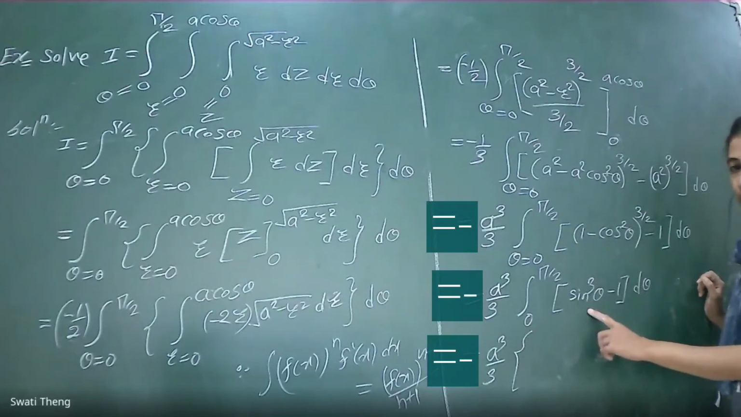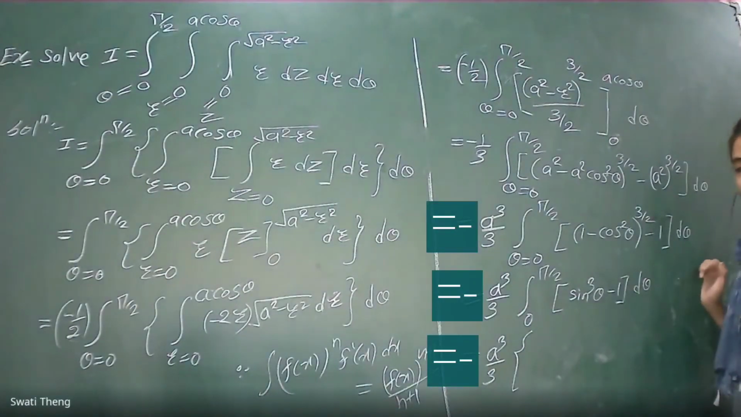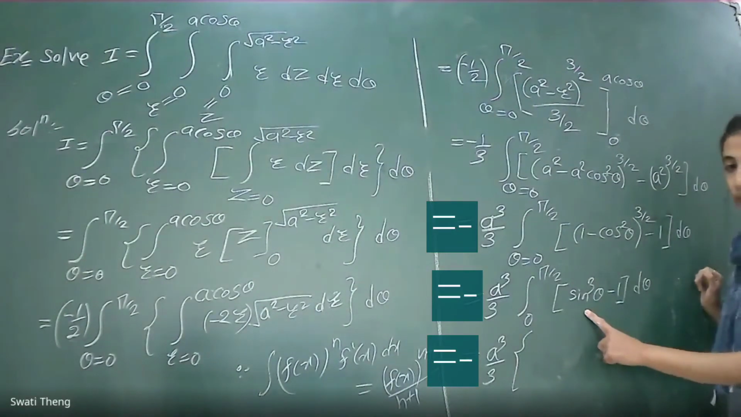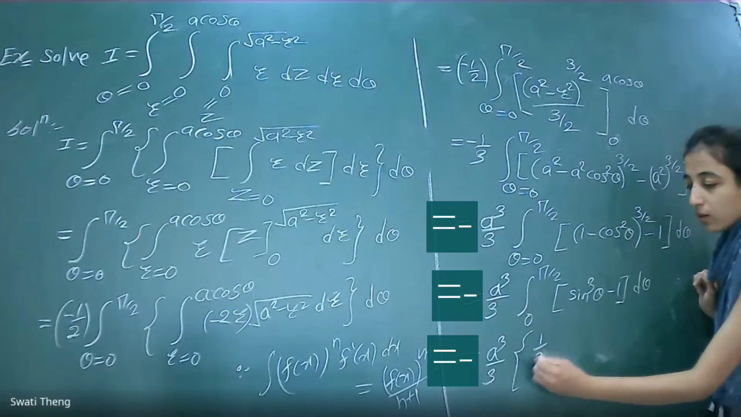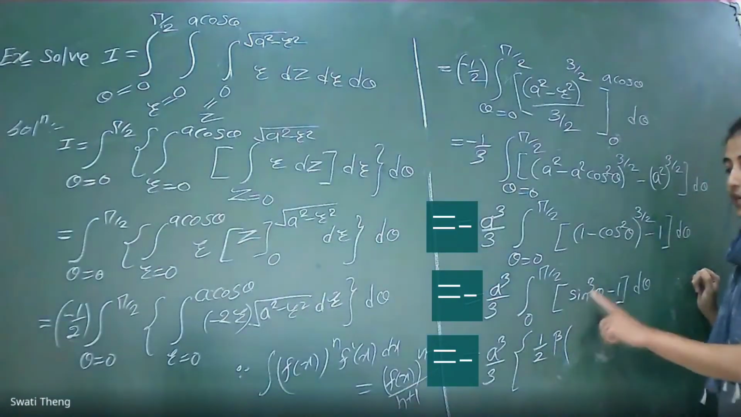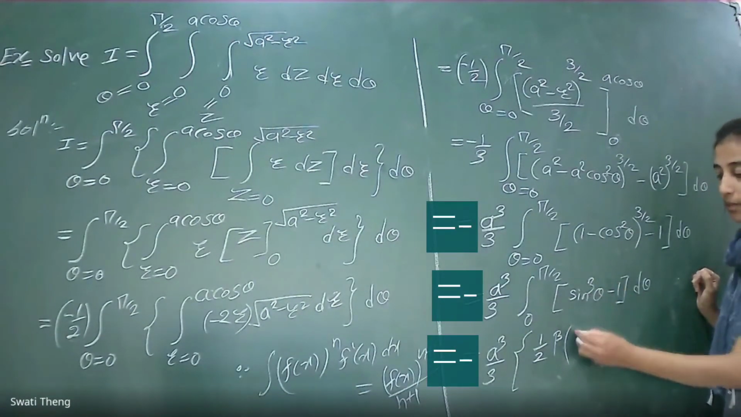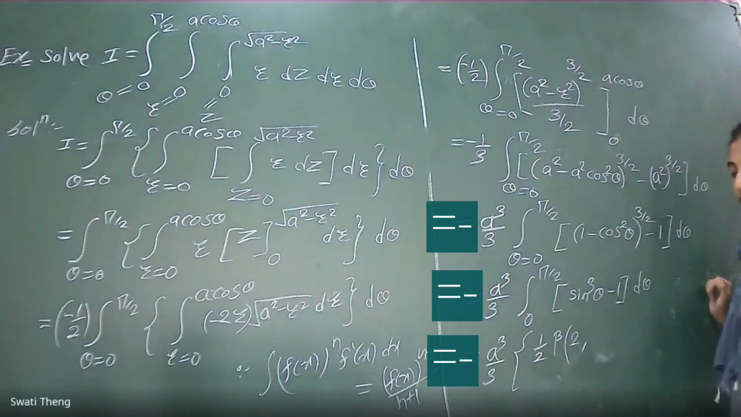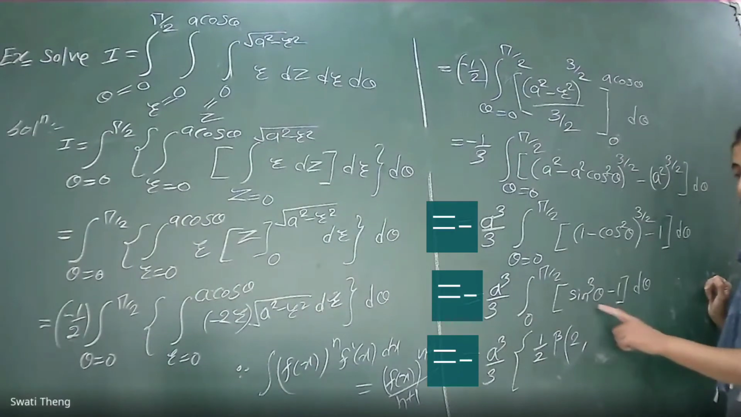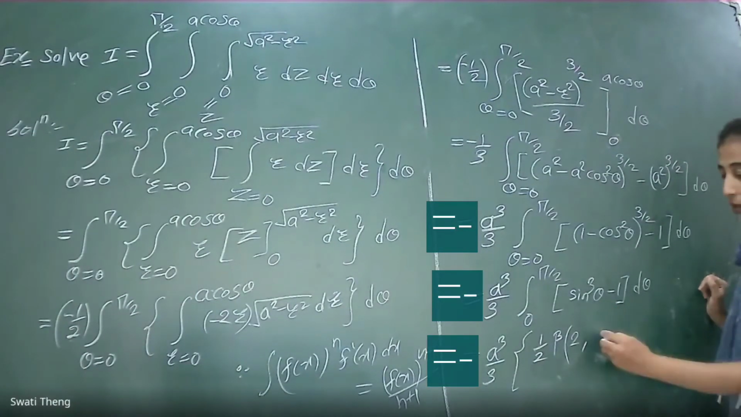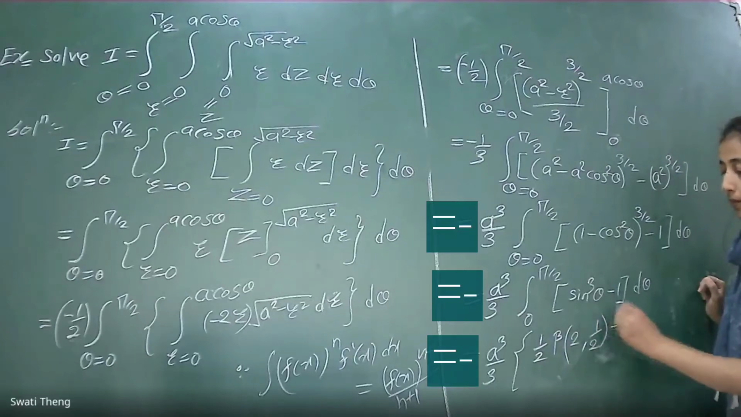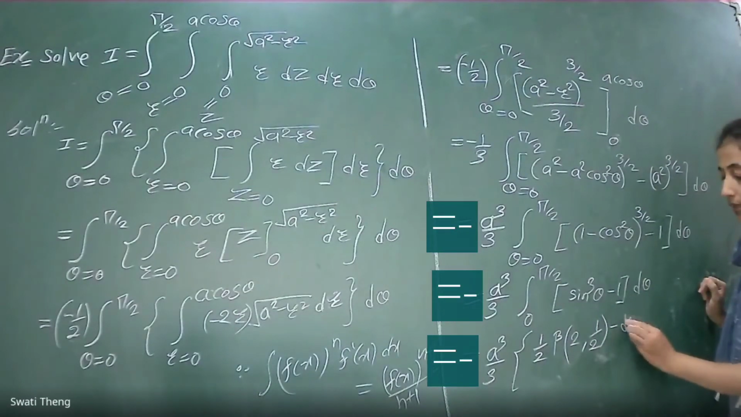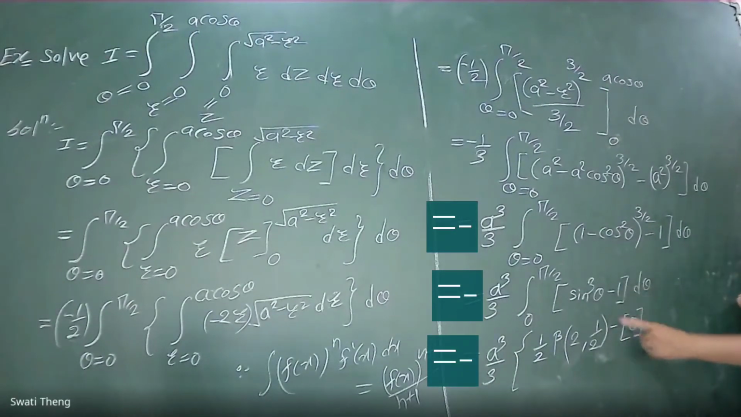That means here we can use the definition of beta function, that is a property of beta function. If we use the property of beta function here, then it is 1 upon 2 beta of p plus 1 by 2, that is, p is 3, so 3 plus 1, 4 by 2, so it is 2, comma q plus 1 by 2. Here cos is not present, that means 0 power, so it is 1/2 beta, minus integration of 1 d theta. Integration of 1 is theta, and limit is 0 to pi by 2.